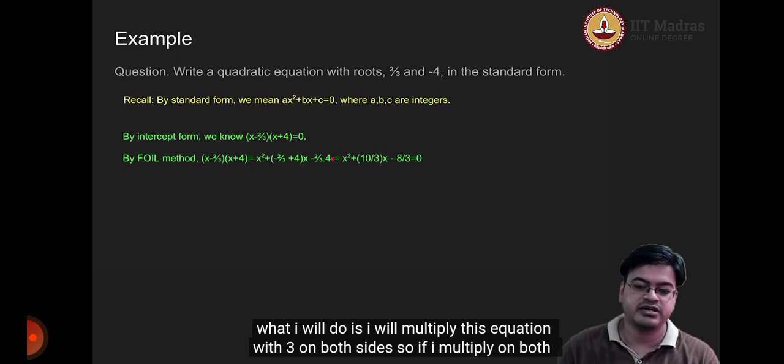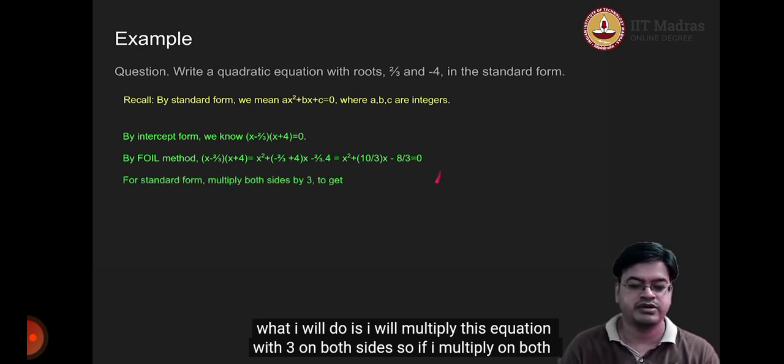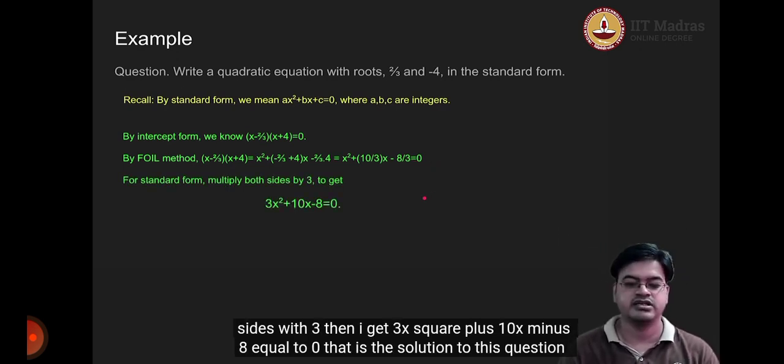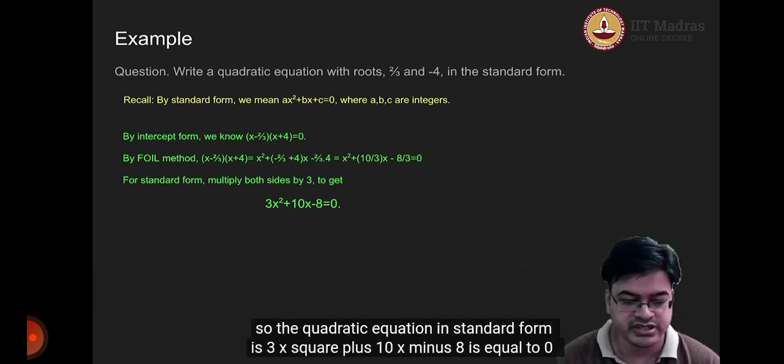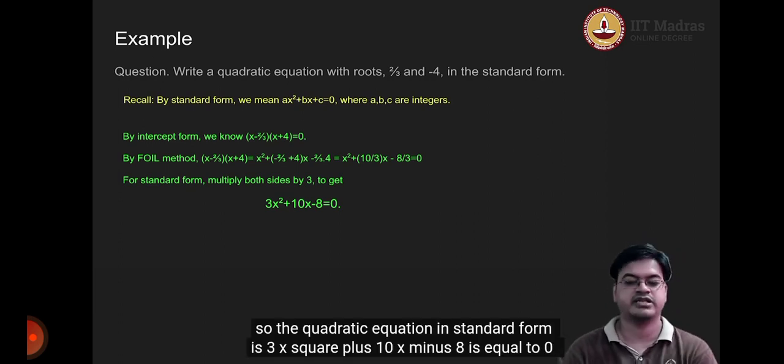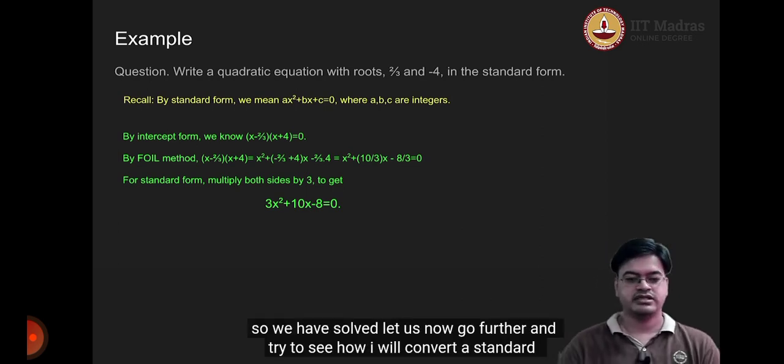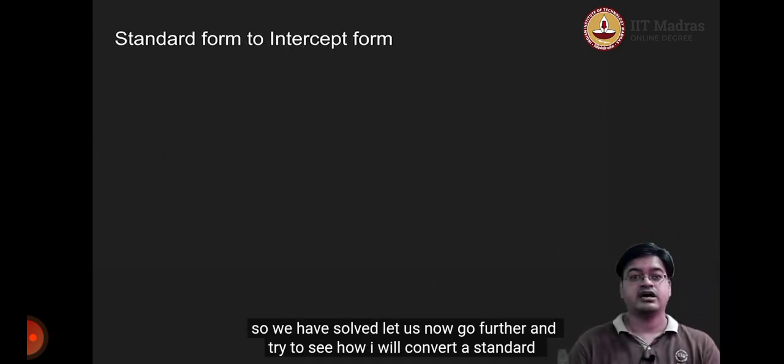So what I will do is I will multiply this equation with 3 on both sides. If I multiply on both sides with 3, then I get 3x square plus 10x minus 8 equal to 0. That is the solution to this question. So the quadratic equation in standard form is 3x square plus 10x minus 8 is equal to 0. So we have solved.